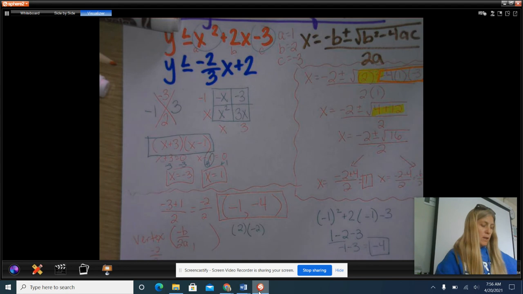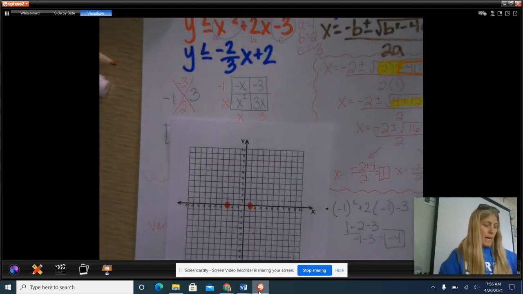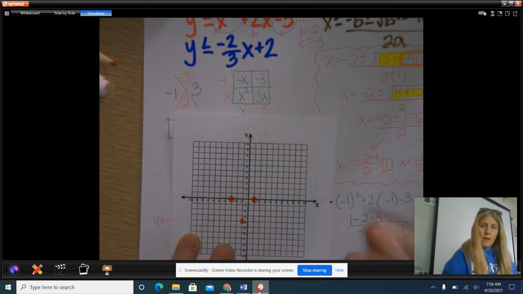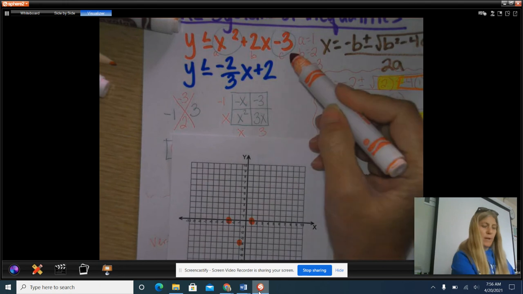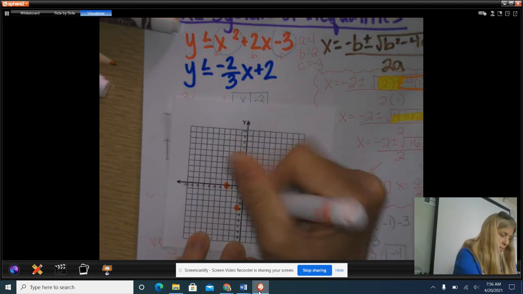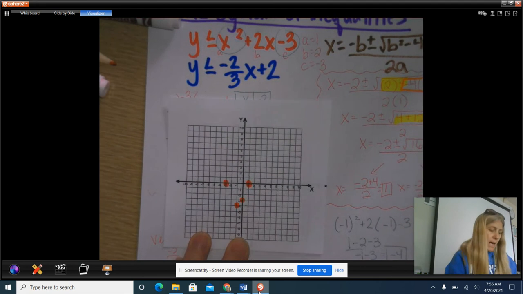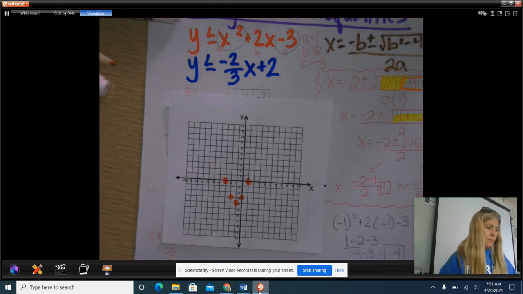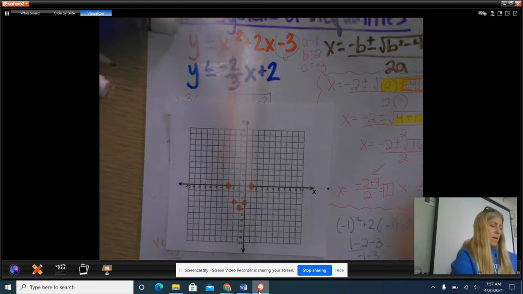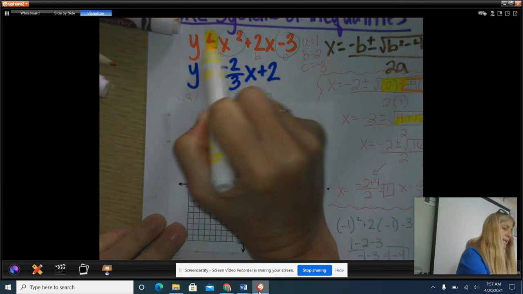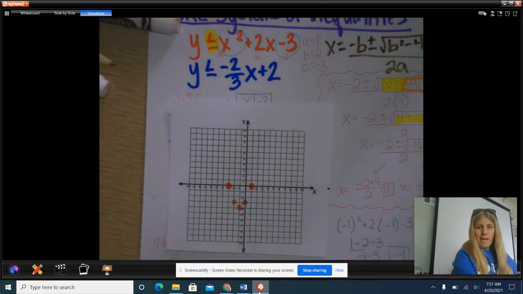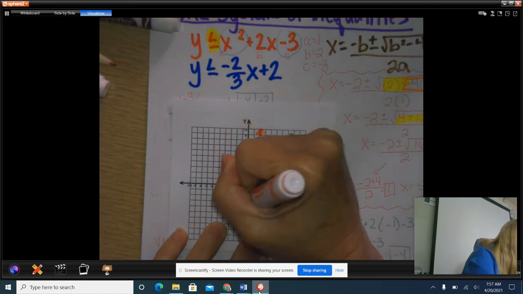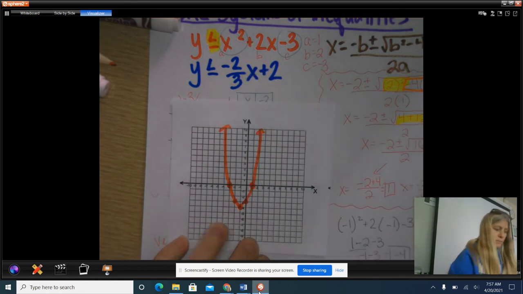So now we're going to go ahead and plot that vertex, -1, -4, onto our form. We also have a bonus point, and our bonus point is our y-intercept. So we're going to mark a -3 on our y-intercept, and we're going to go ahead and do 1 to the left of that as well because it is symmetrical. Now it's time to focus on my inequality sign. It's less than or equal to. So I know it's going to be a solid line. So we're going to go ahead and make that a solid line and draw our parabola.